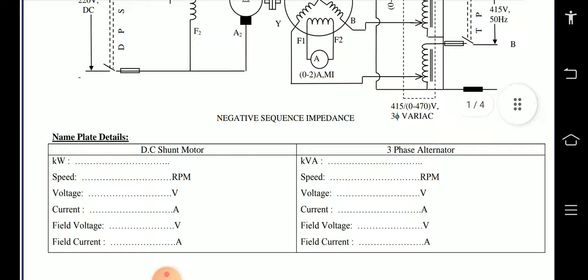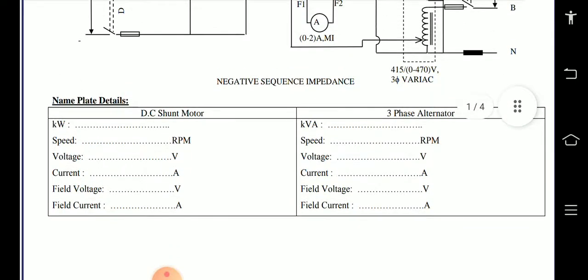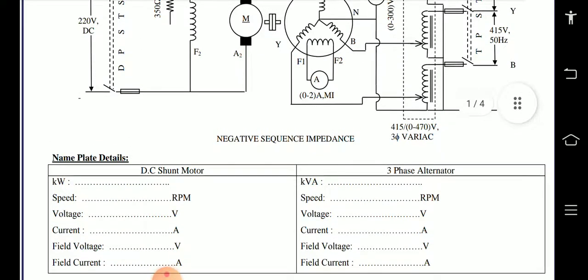And before entering into the experiment you have to note down all the nameplate details of your DC shunt motor and three-phase alternator which is located in your laboratory. This is the important thing, and you should know the rated current of your alternator. This is the main thing you have to do, since we should not give the excitation beyond the rated current of your alternator. So you should note the rated current of your alternator here.